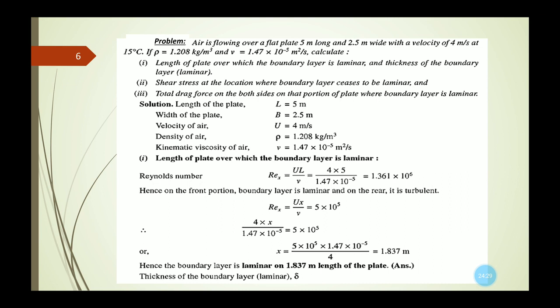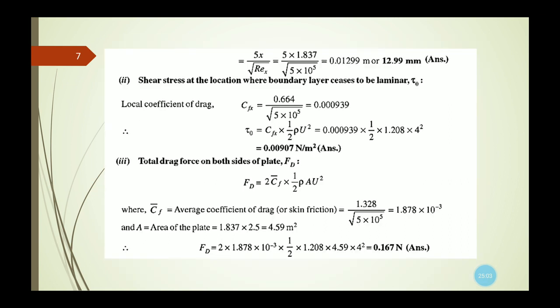After that we have used the formula of the shear stress in terms of the skin friction coefficient and dynamic head, and based on that we have calculated the shear stress at the location where boundary layer ceases to be laminar. Finally, to calculate the total drag force on both sides of the plate, we have used the formula of the total drag force in terms of the skin friction coefficient and the dynamic head, which is multiplied by 2 because we had to calculate the total drag force for both the sides. So this is the procedure following which we have solved this numerical.